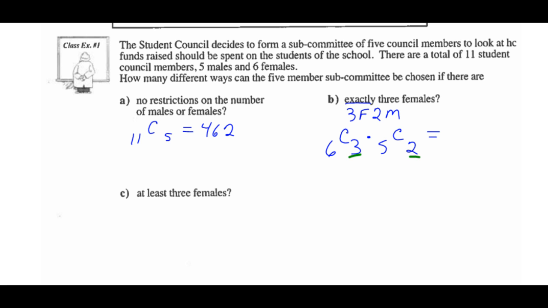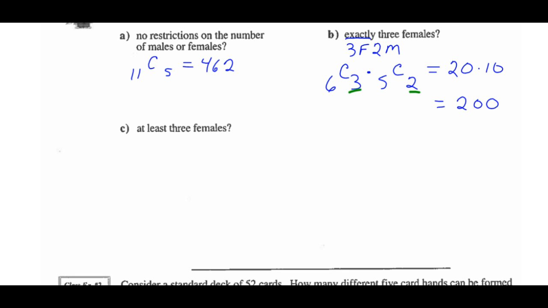All right. Use your calculators, figure that out. 6 combinations of 3 is 20. 5 combinations of 2 is 10. 20 times 10. There are 200 subcommittees with exactly 3 females on them. Part C. How many 5-person subcommittees are there if at least 3 females are on the committee?